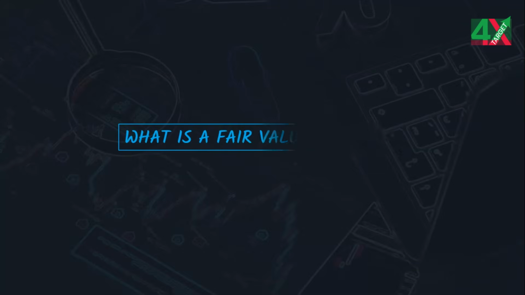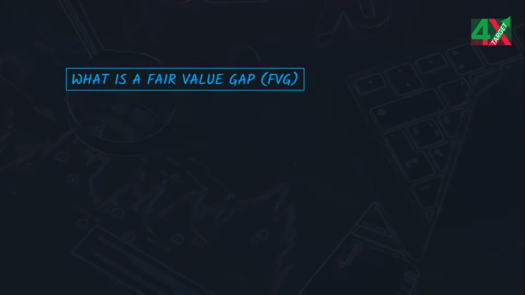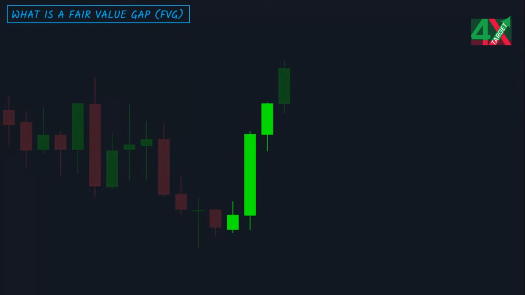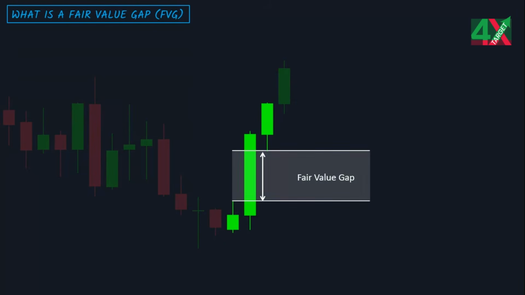A fair value gap, also called an imbalance, is created when price moves so aggressively in one direction that it skips over levels where normal buying and selling would typically take place. On a candlestick chart, this looks like a three-candle pattern where the wicks of the first and third candle do not overlap, leaving a gap in between. This represents inefficiency, or unbalanced price action, and the market often retraces back into this gap to fill that inefficiency before continuing.